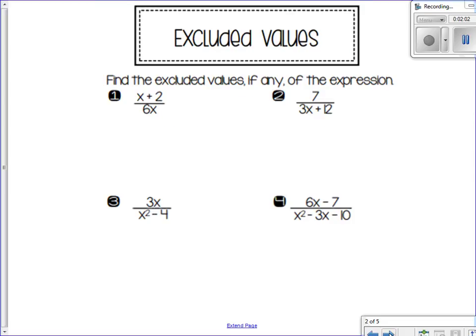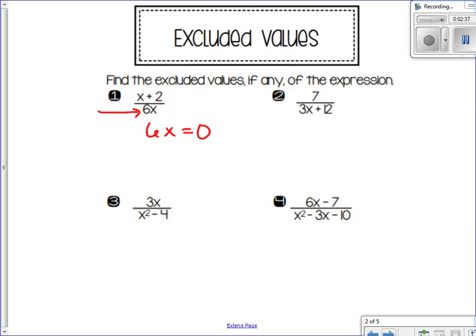All right, so starting out with excluded values. Remember, we just said excluded values are anything that would make the denominator equal to 0. So what we do is we start out by looking at the fraction, and we just set the denominator equal to 0 and solve. So for the first one, you're going to take the denominator. So this time that would be 6x, and you're going to set 6x equal to 0, because we know we can't divide by 0.